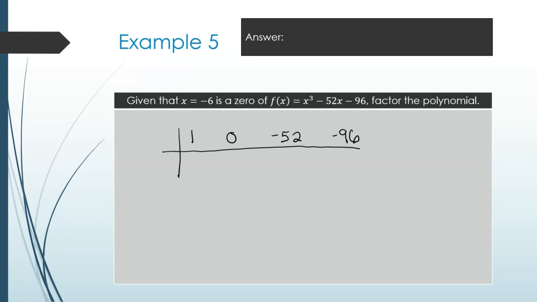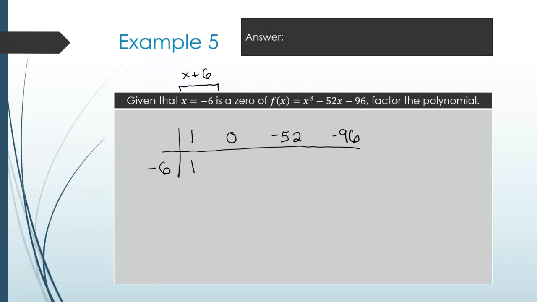Now if x equals negative 6 is a 0, if they're giving us the x value, then we use the same thing. So that's negative 6. I'm going to put negative 6 there and drop the 1 down. And just as a side note, that means the factor is x plus 6. We know that the 0 is negative 6, which makes the factor x plus 6. So that's one of our factors.